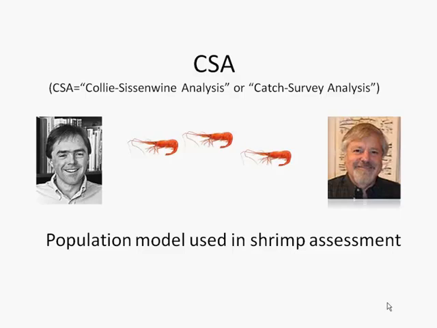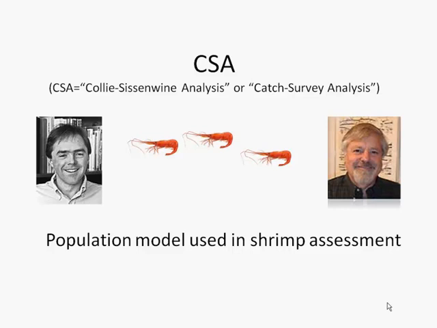So first I want to talk about the CSA model, which is sort of a redundancy because it stands for catch survey analysis, or collie-system-wide analysis. I just thought it'd be fun to show the authors of this paper, which was written, I think, in the 80s, and developed the model that we're applying to shrimp. And so this is the main model that we use to assess the shrimp every year.